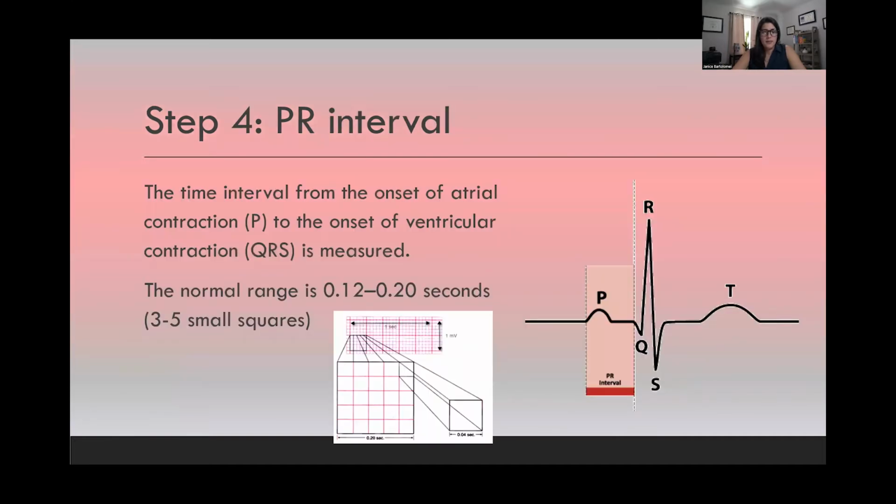The fourth step is the PR interval. The PR interval is between the initial of the P to the R, or where the QRS starts. And that should be roughly 0.12 to 0.20 seconds, or 3 to 5 small little squares. Your strips are going to come in little squares, big boxes and little squares. And in class, I'll show you how this looks like. I have examples for you. This is just an overview.